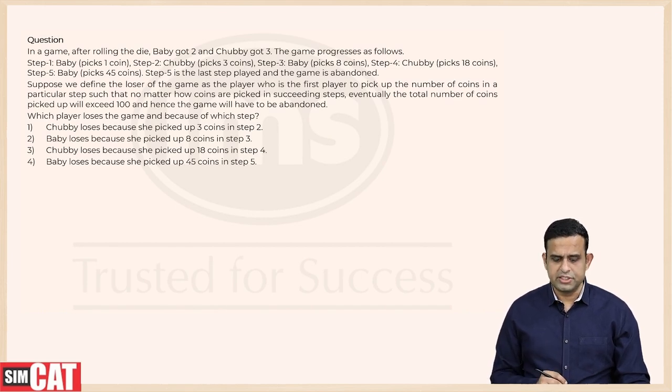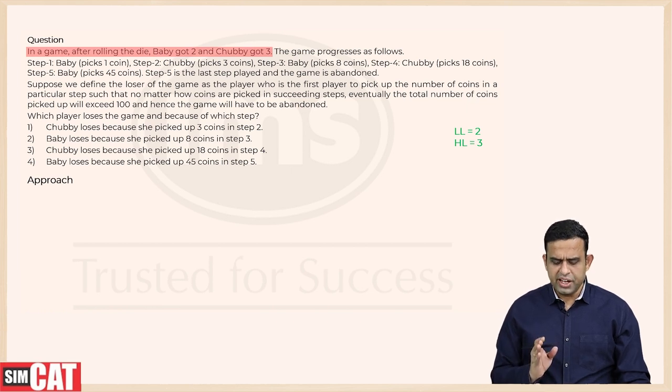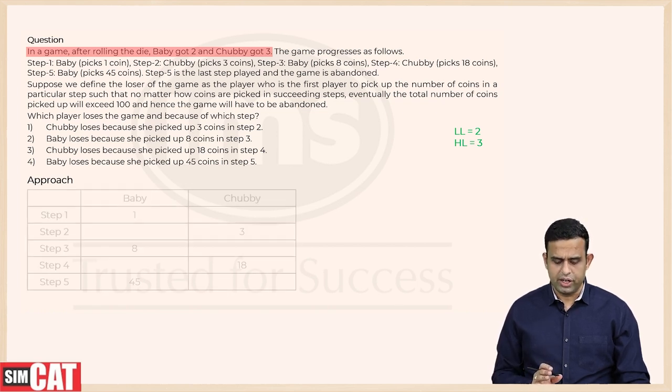In the first question they are saying, in a game, after rolling the die, Baby got a 2 and Chubby got a 3, which basically means that LL happens to be 2 and the higher limit happens to be 3. The game progresses as follows: in step 1, Baby picks 1 coin; step 2, Chubby picks 3 coins; step 3, Baby picks 8 coins; step 4, Chubby picks 18 coins; step 5, Baby picks 45 coins. They are saying step 5 is the last step played and the game is abandoned.